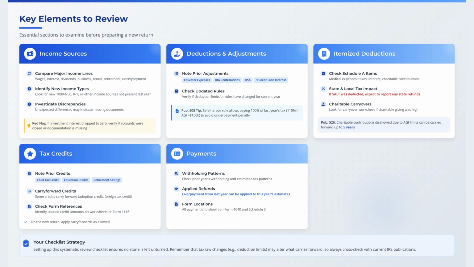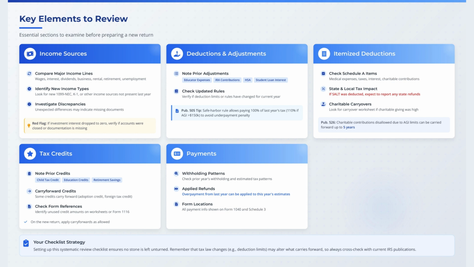Number 3. Itemized deductions. If the taxpayer itemized last year, go look at Schedule A. Did they deduct SALT taxes? If so, and they got a state tax refund this year, we may need to include that in income. Did they give large amounts to charity? If so, and some of those donations were disallowed due to AGI limits, there could be a carryover. IRS Publication 526 tells us those carryovers can last up to 5 years, and you'll often find them on a worksheet attached to the return.